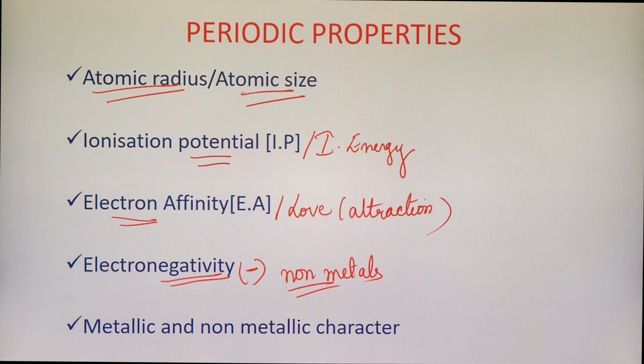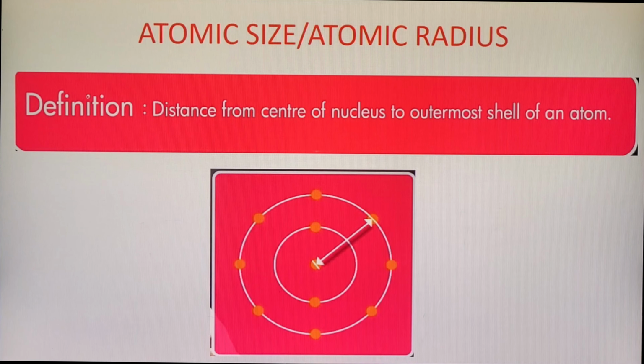So the five periodic properties that are to be discussed in grade 10 are atomic size or atomic radius. Next one is ionization potential, or we also call it ionization energy. Third one is electron love, electron attraction. What is the technical term we use? We use the word electron affinity. Next one is electronegativity. And the last one is metallic and non-metallic character. Today, as I told you before, we will be discussing atomic radius in detail. So, without any delay, let's start.